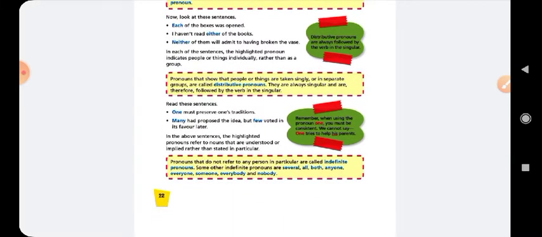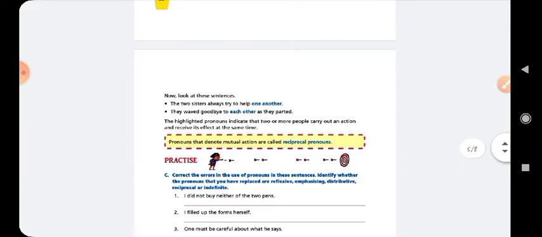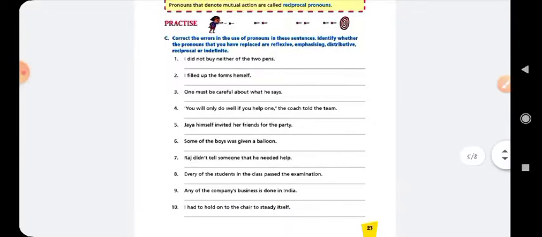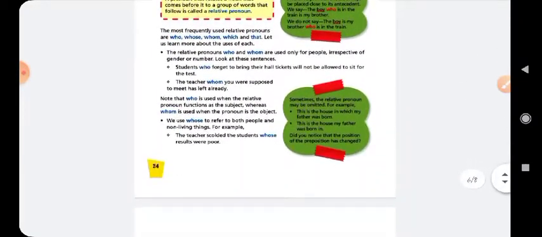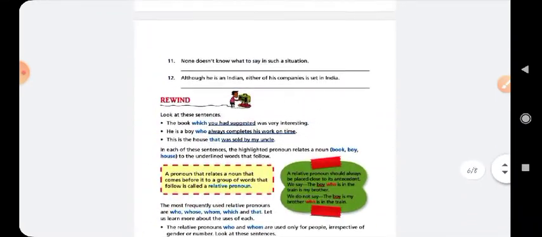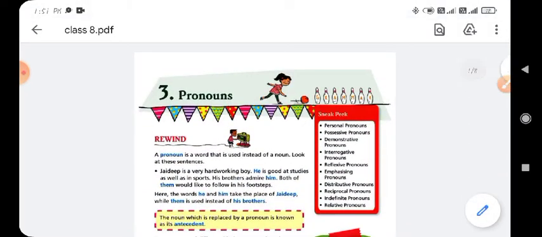Okay, next I have to tell you about the indefinite pronoun, and which words are used in the indefinite pronoun. So in the next video I will explain the reciprocal pronoun and relative pronoun, and the remaining pronouns I will tell you in the next video. So thank you for watching the video, and wait for the next video. It is the second part, and now I will take the third part of the video. So thank you for watching the video. Best of luck.